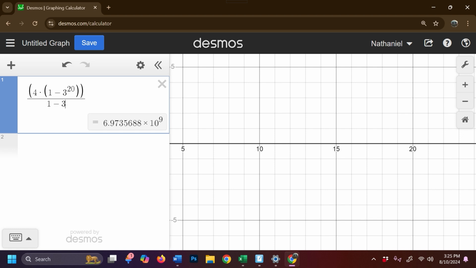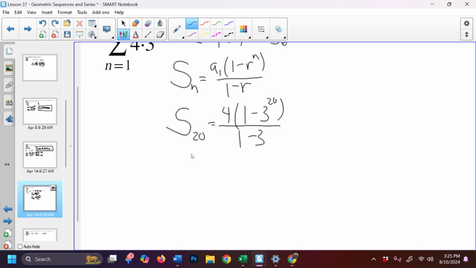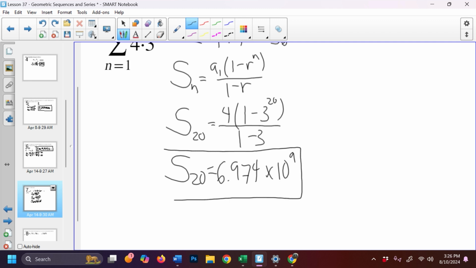And so clearly, this is an instance where we see that geometric series can grow quite fast. 3 to the 20th is a pretty big number. And so my final answer for this problem, I'm just going to write it in scientific notation. And again, we'll round to 3 places because it's crazy big. And so we'll say S sub 20 is equal to 6.974 times 10 to the 9th. So that's going to be a 6 with 9 places after it. That's a pretty big number.